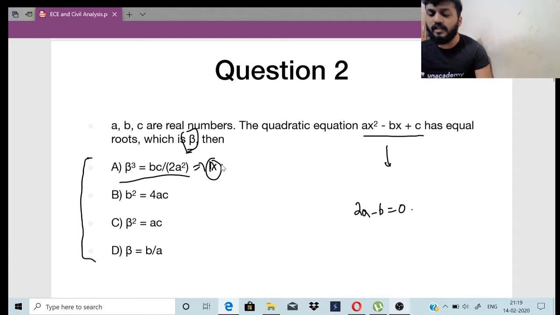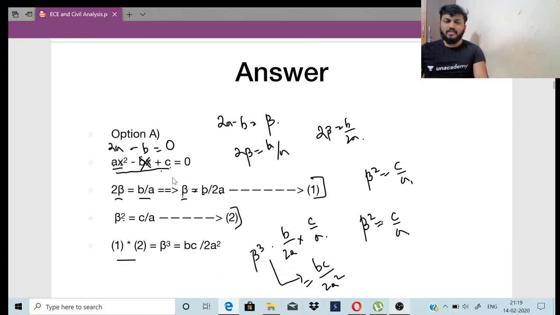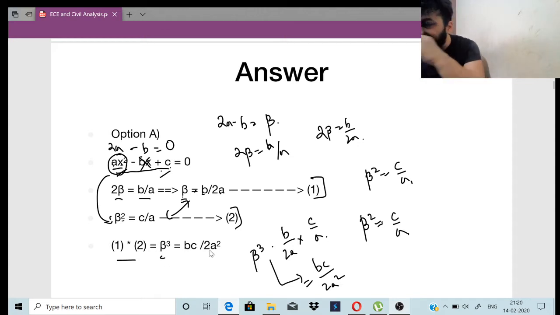Clear with this, people? First, I am taking the normal differentiation. It will be 2 beta equals b by a, or beta equals b by 2a. Then minus bx is there, so that is negative. Taking the positive constraints, beta square equals c by a, because this is ax square. So this will become beta square is equal to c by a, just taking the positive ones. Okay, and then multiplying both of them, beta cube equals bc by 2a square. Clear with this? Shall we move on to the next one?